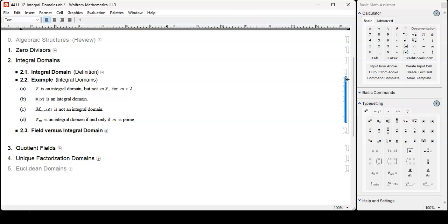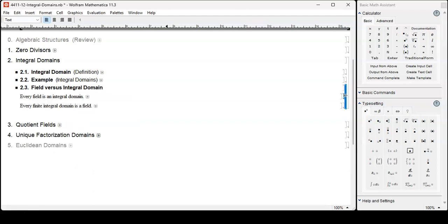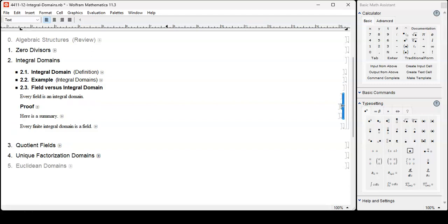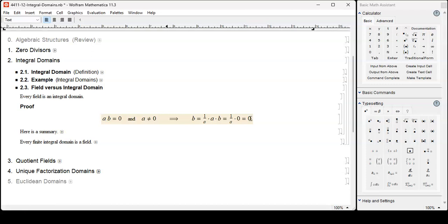Speaking of field versus integral domain, here it is. Every field is an integral domain. So a times b is equal to 0 when a is non-zero, and we have to prove b is equal to 0. Let's rewrite like this. b is 1 times b, and 1 is 1 over a times a. But then again, if you use the associativity, a times b is 0, so 1 over a times 0, so that's 0, so b is 0. So there cannot be any zero divisor.